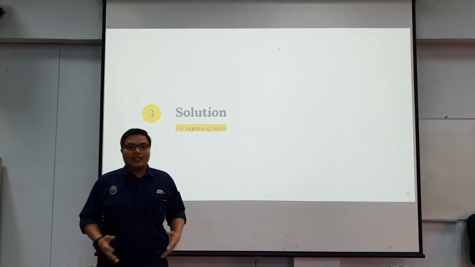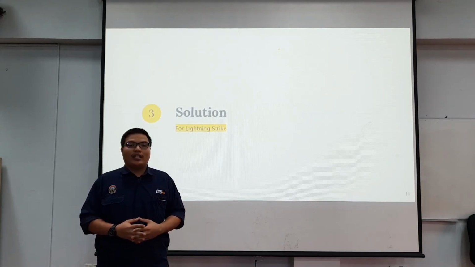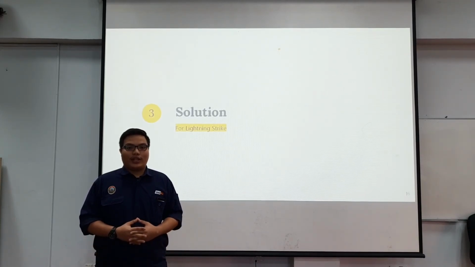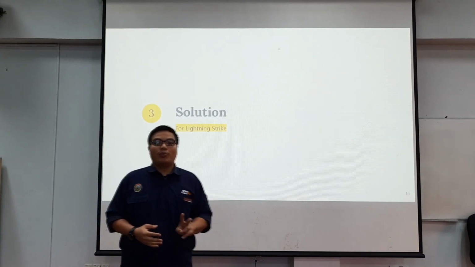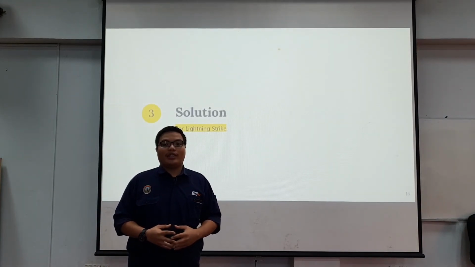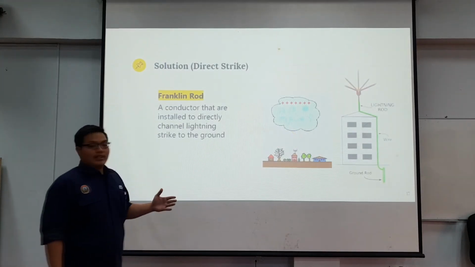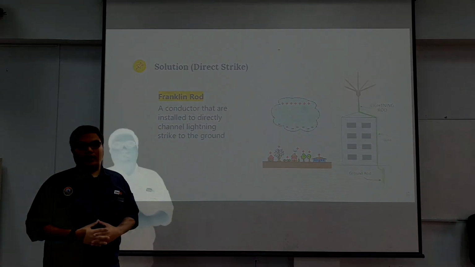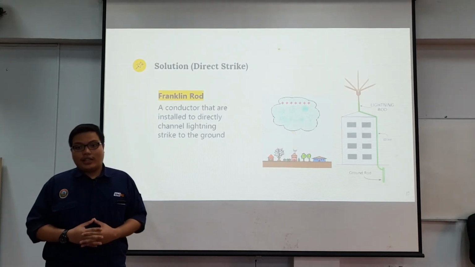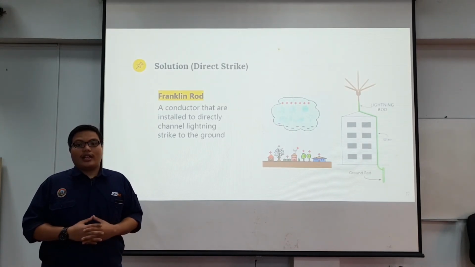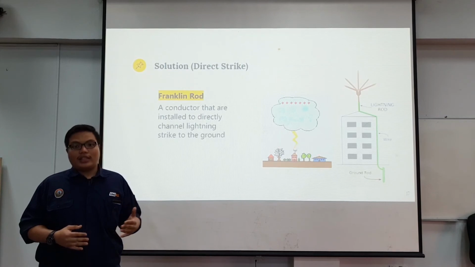So from our study, we have come up with several solutions that can overcome the problems of lightning strike, and we have divided it into two parts, which is direct strike and indirect strike. And for the direct strike, one of the solutions is by using Franklin rod. Franklin rod is a conductor that directly channels lightning strike to the ground.